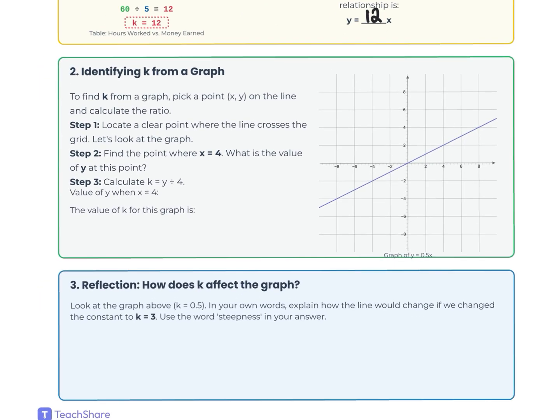All right, so now I want you to pause the video, and I want you to see if you can figure out and find the k from our number line and our graph on the right here.